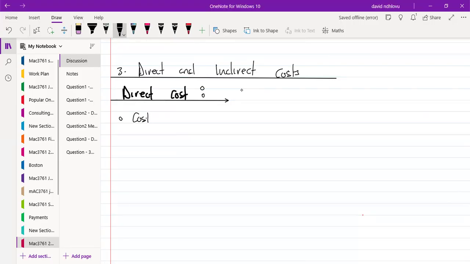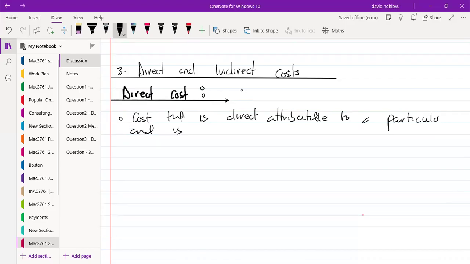Now, this is a cost that is directly attributable to a particular product, and is therefore easily traceable on the product.